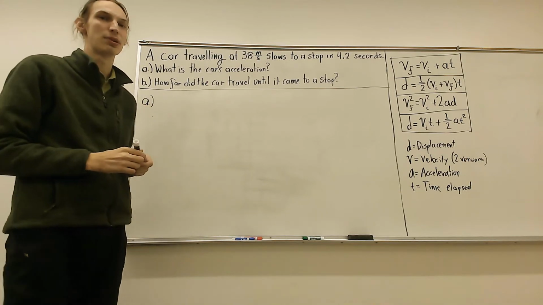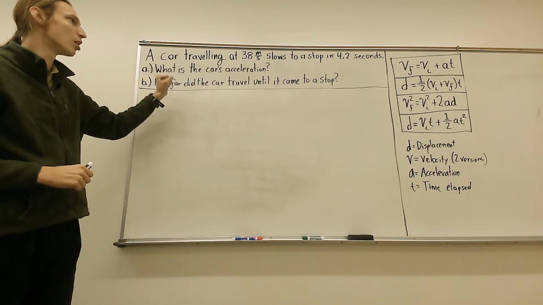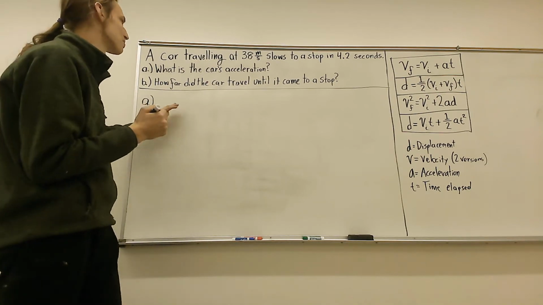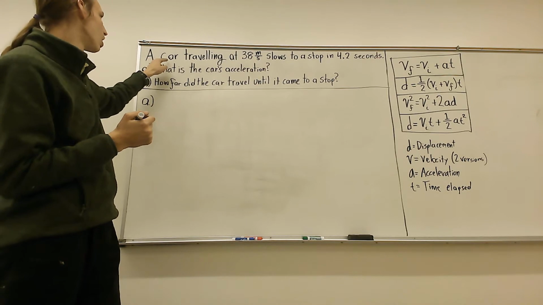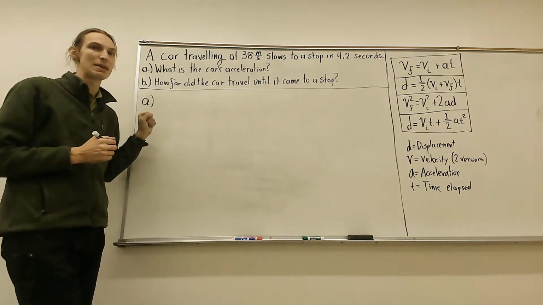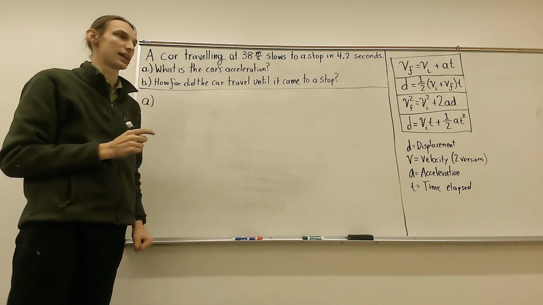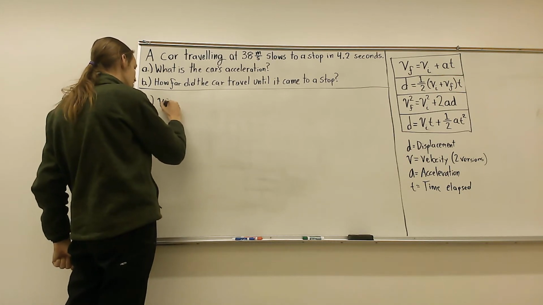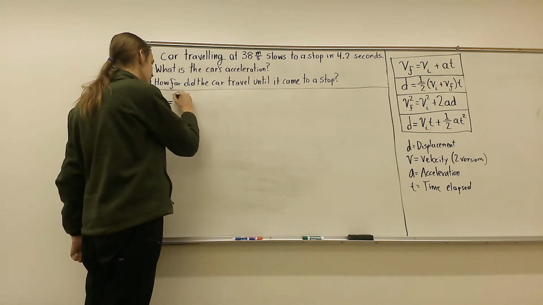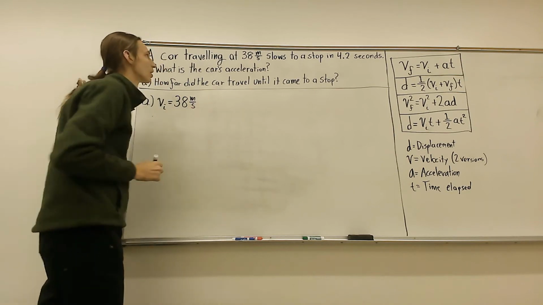As with any problem, we're going to follow the process of reading the problem, writing down what we know, and then drawing a picture. So for part A, let's read through and figure out what we know. A car traveling at 38 meters per second. So we know at the beginning of this problem, the car is traveling at 38 meters per second. Since we start off like that, our initial velocity, v sub i, is equal to 38 meters per second. Okay, let's continue.